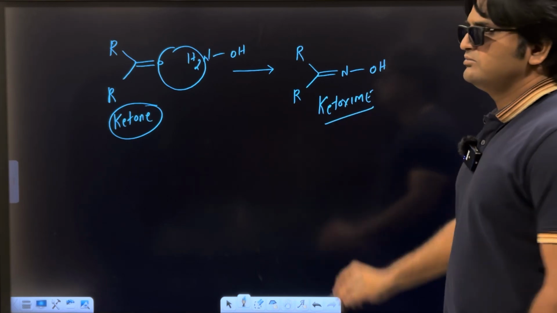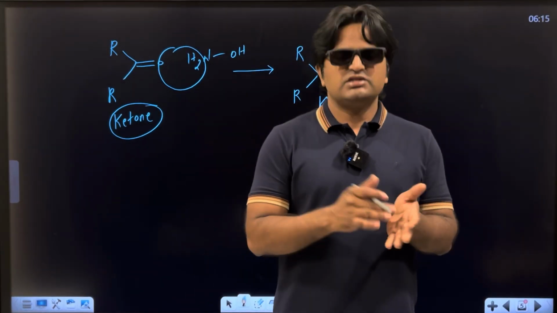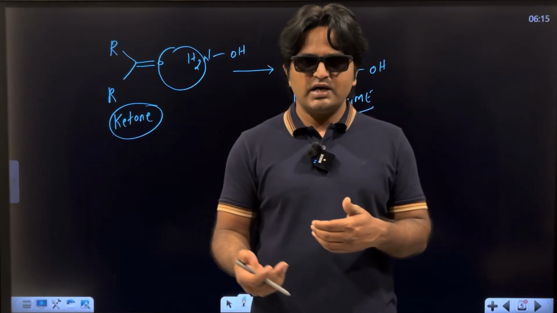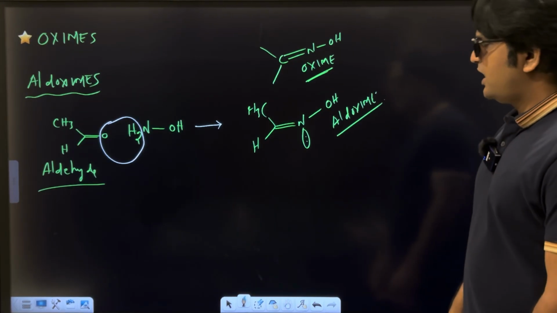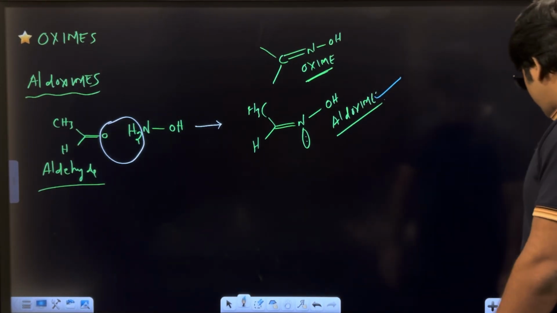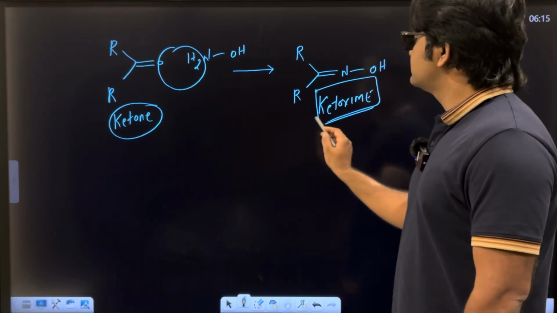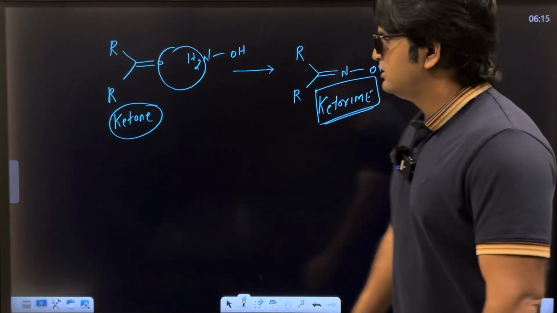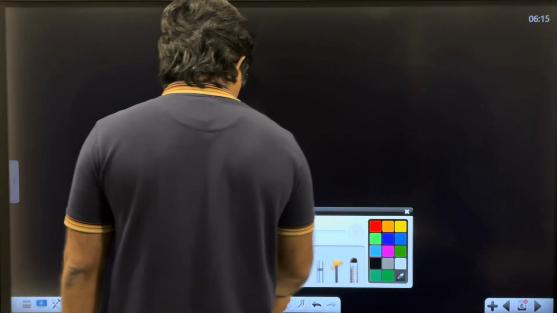Yeah, ketoxime. That is the simple preparation method. We don't want any mechanism. Just what is the name of the corresponding oxime? For example, if you are getting oxime from aldehyde, that should be called aldoxime. And oxime coming from ketone, that should be taken as what? Ketoxime, right? Yeah.